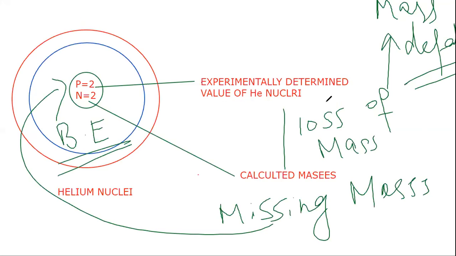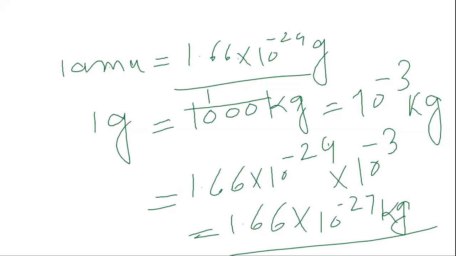That we can say that 1 AMU is equal to 1.66. You will discuss with me in my personal window.